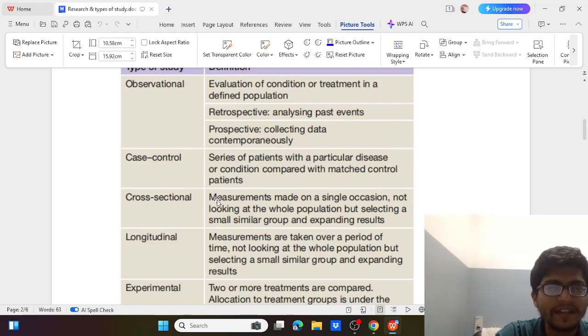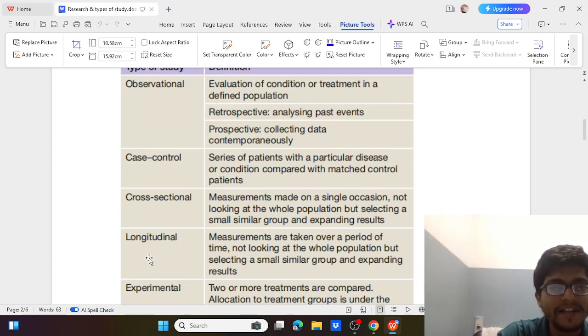क्रॉस सेक्शनल स्टडी, here measurements are made on a single location, not looking at the whole population but selecting a small group and expanding the result. So in this we will take the measurement on a single location, यानी एक ही बार में हम चेक करेंगे in a small group, एंड उस स्मॉल ग्रुप के मेजरमेंट्स को हम एक्सपैंड करके रिजल्ट बनाएंगे.